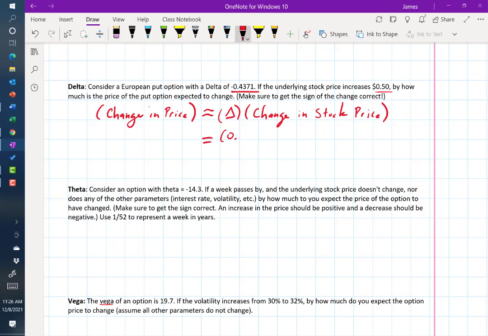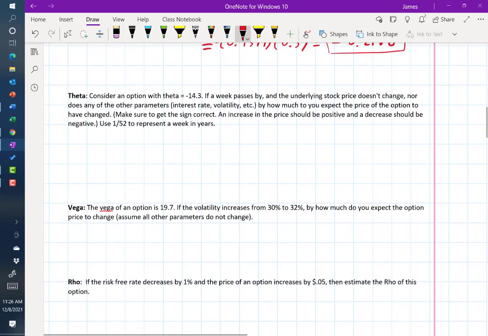Delta is 0.4371. I better put that minus sign in front of it because it's minus 0.4371. And then what is the change in the stock price going up by 50 cents? We're just going to multiply those together. And I'm going to get minus 0.2186. So this would be the expected change in the price of the option. All right, so that's delta.